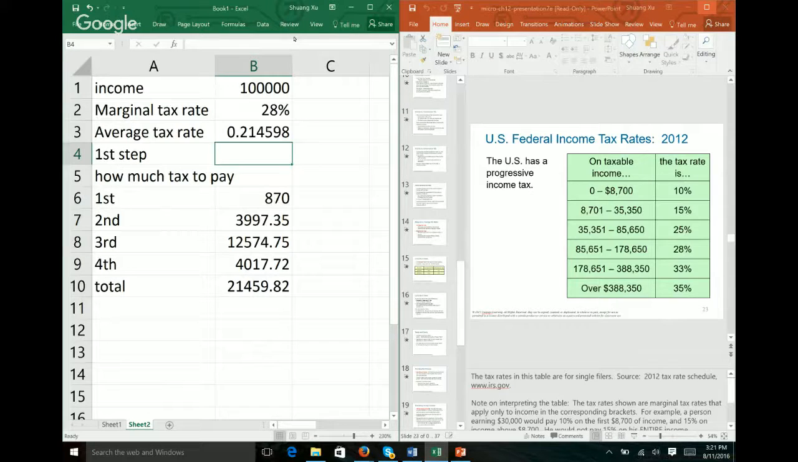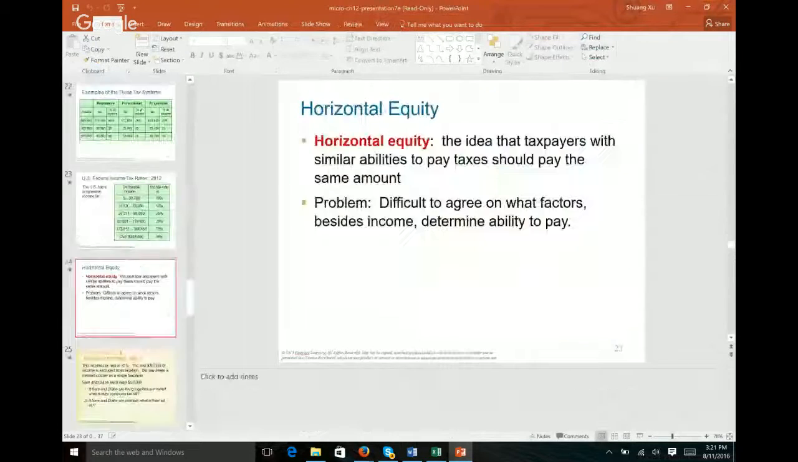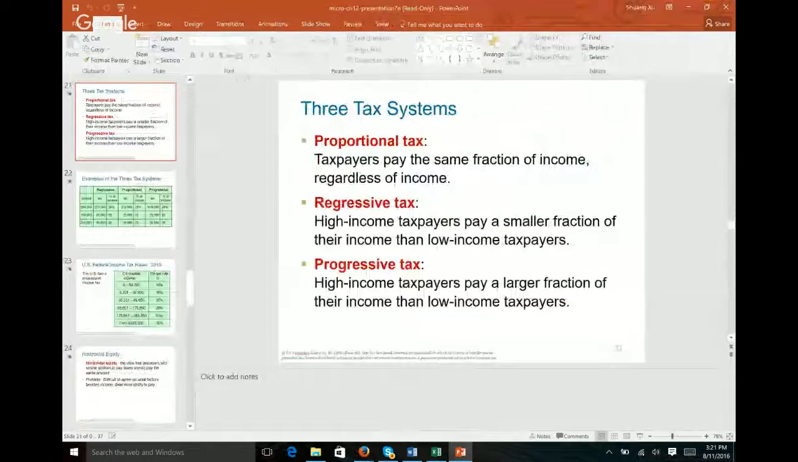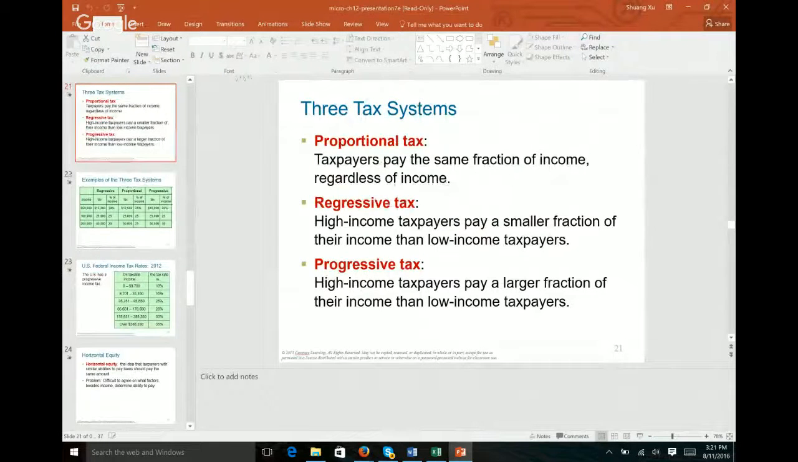All right, now let's continue. Know what a proportional tax, a regressive tax, and a progressive tax are. A proportional tax means everybody pays the same fraction of income in tax. Let's suppose our government says that no matter how much income you have, you pay a 10% rate. That would be called a proportional tax. Regressive means the more income you have, the lower the rate you pay, and the lower income you have, the higher the rate you pay.